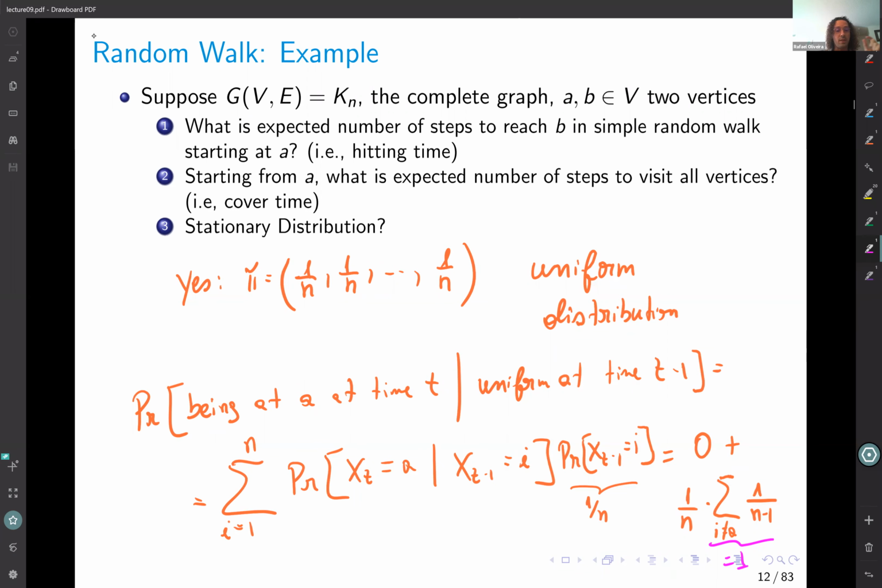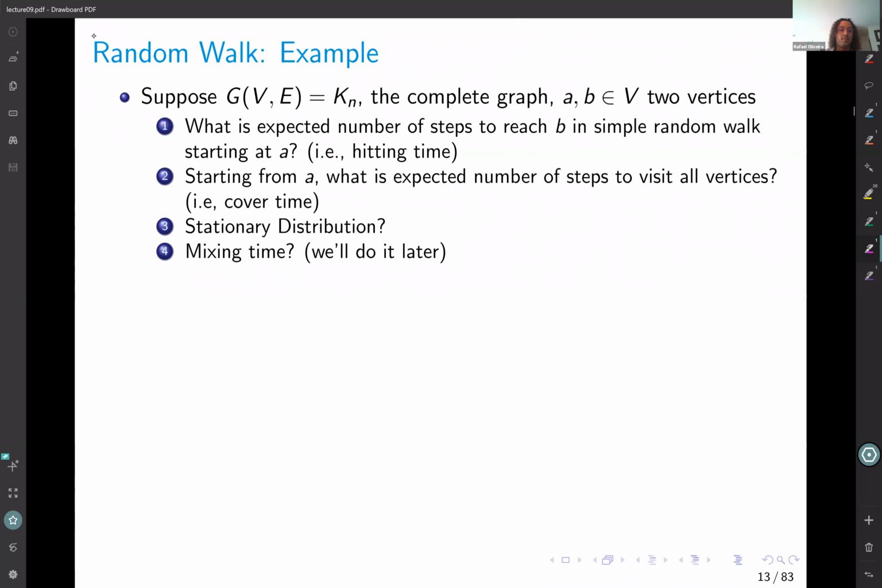So if I had probability 1/n of being at A at time t minus 1, then I'm still going to have probability 1/n at time t. If I had this distribution at time t minus 1, I will have the same distribution at time t. That's why this distribution is the stationary distribution. So there's one. Is there another one? The answer, as we'll see, is no. So this is the only stationary distribution. And mixing time, let's talk about it later.